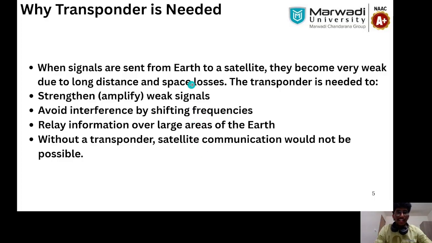And why is a transponder needed? Signals sent from earth become very weak due to long distance and space losses. A transponder is needed to boost these weak signals, avoid interference by frequency conversion, and ensure that information can be transmitted over large geographical areas reliably.